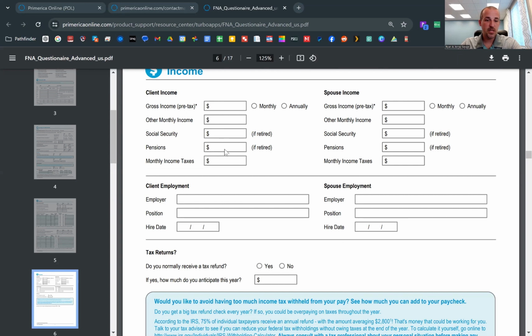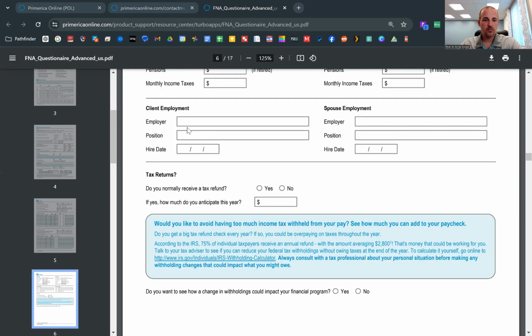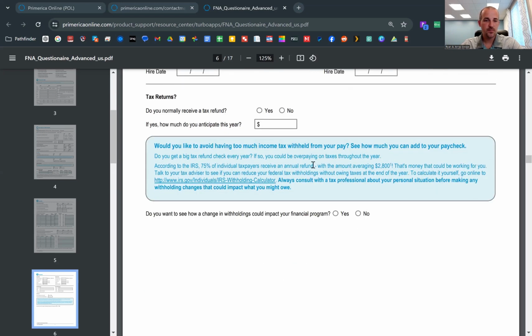Social Security, pensions, monthly income taxes. So you're going to list all this there. Same thing for the spouse. I would put who they're employed by, what their position is, and their hire date as well, because those are questions on some of the forms that we fill out.